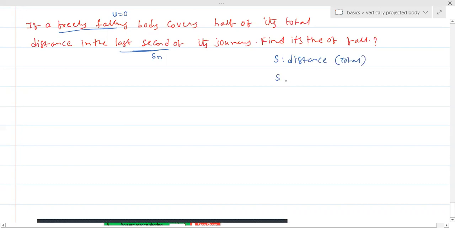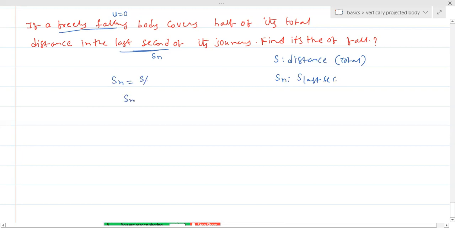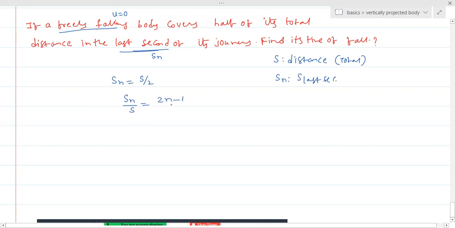So then we will always think Sn is nothing but the distance covered in the nth second, or the distance covered in the last second. So in the last second, it covers half of the total distance. That is Sn is equivalent to s by 2. Sn by s, we have a shortcut: 2n minus 1 by n square. So Sn by s is nothing but 1 by 2.